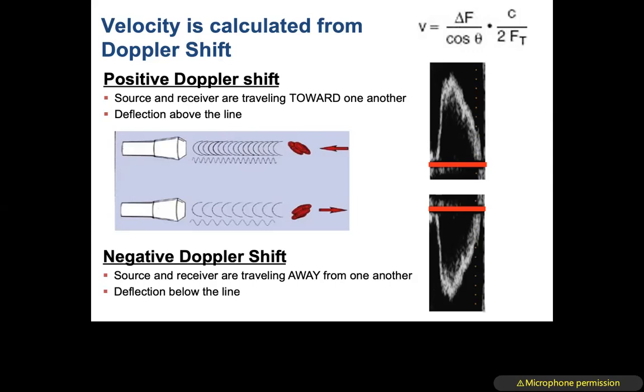The source and receiver are traveling away from each other, the source being the blood and the receiver being my ultrasound probe. And so this is going to be interpreted as a deflection below the line. So when we're using ultrasound to calculate the velocity of blood, we're going to align either directly where the blood's coming toward us or coming away from us.